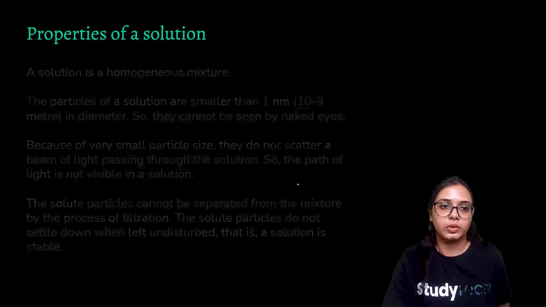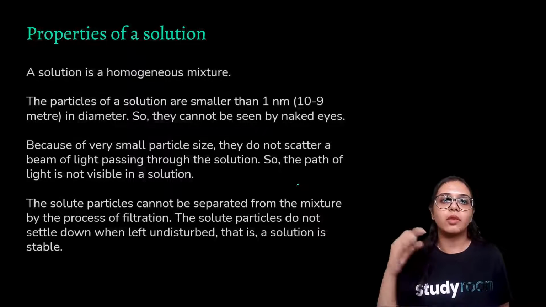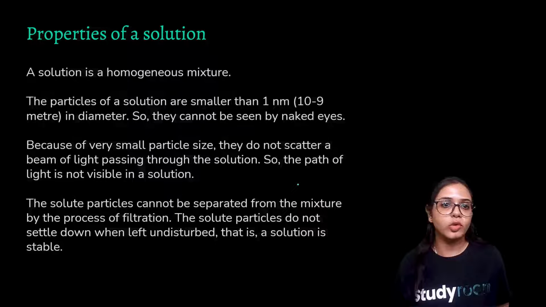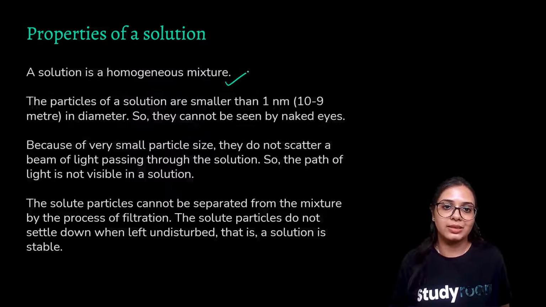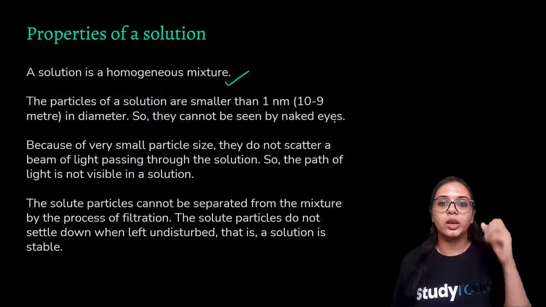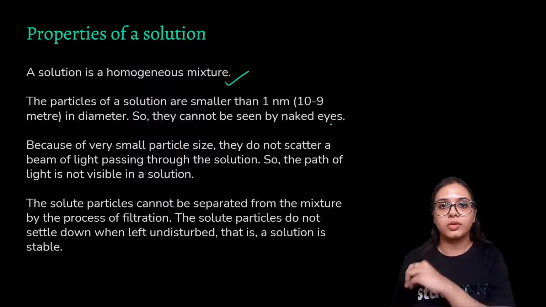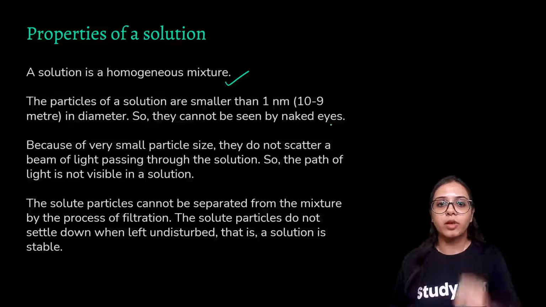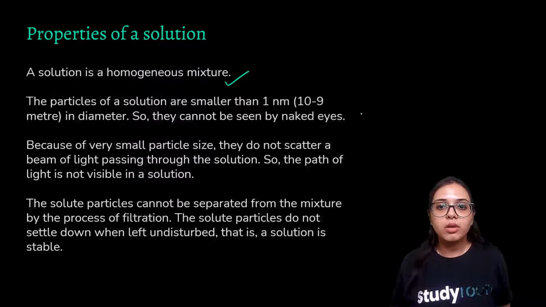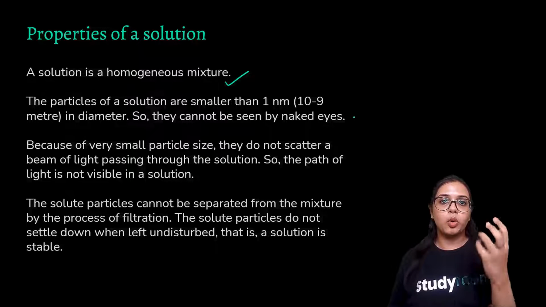Properties of a solution. We saw the examples, now let's have a look at the properties. A solution is a homogeneous mixture, yes, that is stated. The particles of a solution are smaller than 1 nanometer in diameter, so they cannot be seen by the naked eye. Like I have been telling you, the solute is also uniformly distributed in the solvent, so you cannot distinguish the constituent particles of the solvent.